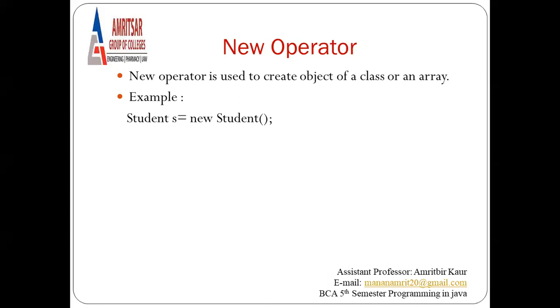Then the last operator is the new operator. The new operator is used to create an object of a class or an array. Firstly, we write the class name and then the object name equals the new keyword and the class name. So the new keyword is used to create an object of a class. Here Student is our class, s is our object, and new is used to create the object of the class. So that is all about operators.